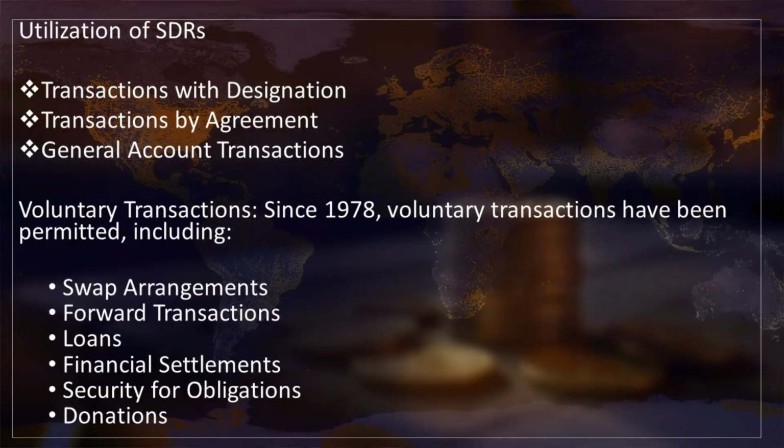Now, if you see the utilization of SDR, it facilitates various financial transactions, including designated transactions, such as member countries using SDR to obtain foreign exchange from other designated members with strong reserves. That means a transaction of SDR can be done between these countries. Some of the countries have less SDR and some have more SDR, and they can exchange among themselves.